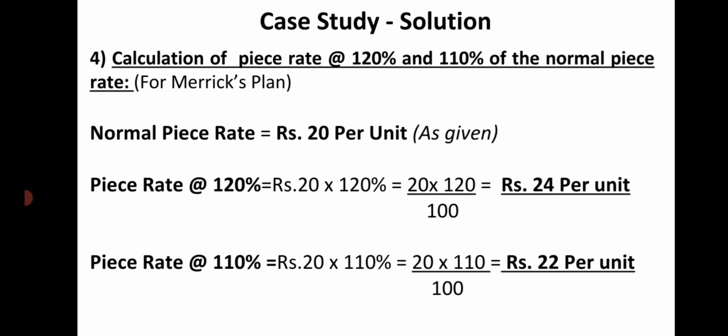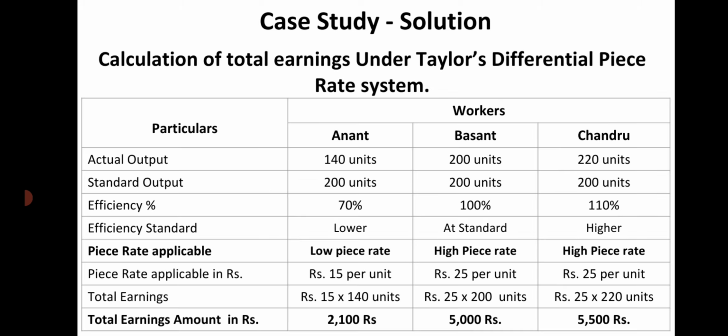For Merrick's plan, it is 120% and 110%. 120% of piece rate is 20 into 120 divided by 100, that is 24 per unit. That is for Merrick's plan. The piece rate at 110% is 20 into 110 divided by 100, that is 22 rupees per unit. It is based on the normal piece rate of 20 rupees per unit.